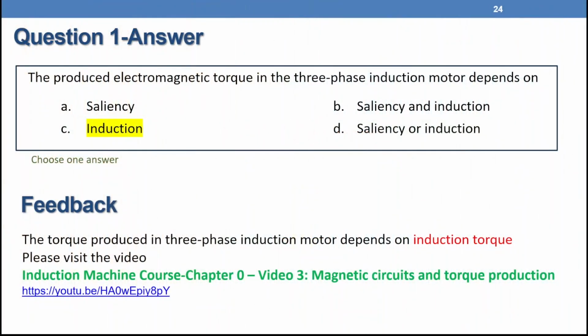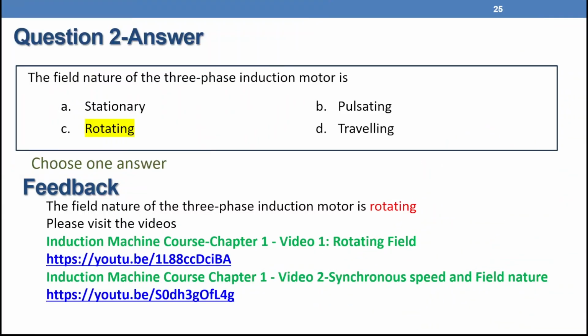Question number 1. The produced electromagnetic torque in the three-phase induction motor depends on saliency or induction. So the answer is C, induction. The torque produced in the three-phase induction motor depends on induction torque. To know more about that one, please visit the video Induction Machine Course Chapter 0 video number 3, Magnetic Circuits and Torque Production.